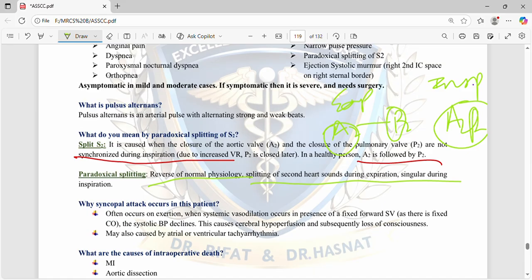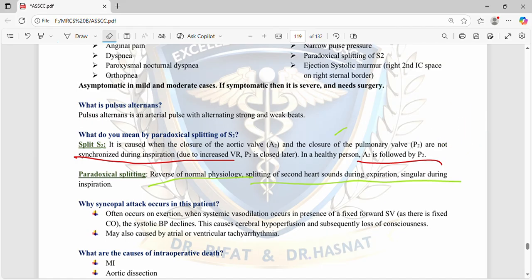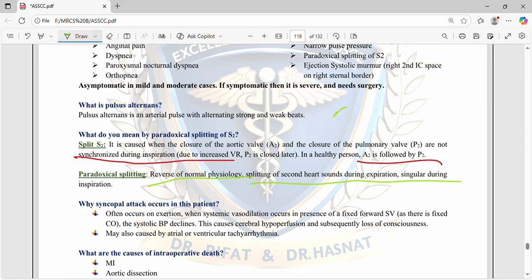And there is another thing which is called fixed splitting. In fixed splitting we have the same kind of sound, A2 and P2, A2 and P2, the same in expiration and the same in inspiration.